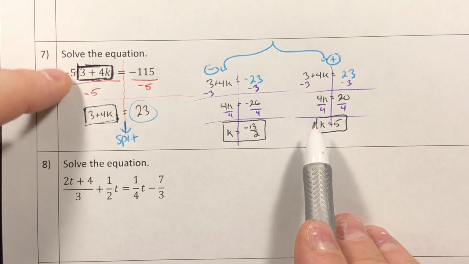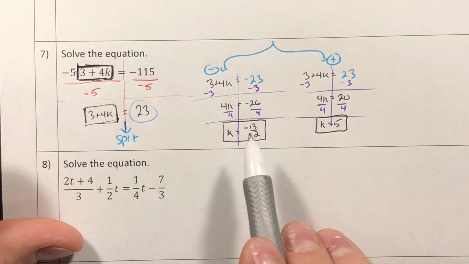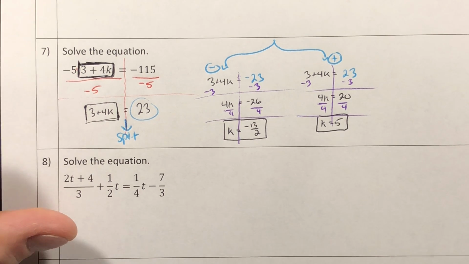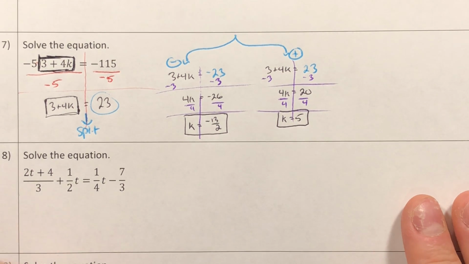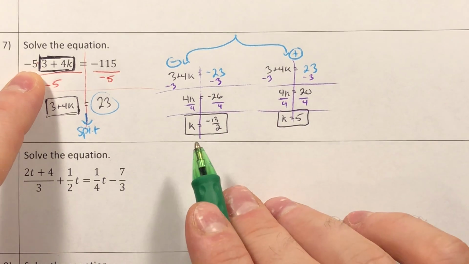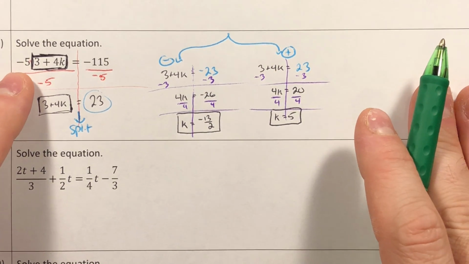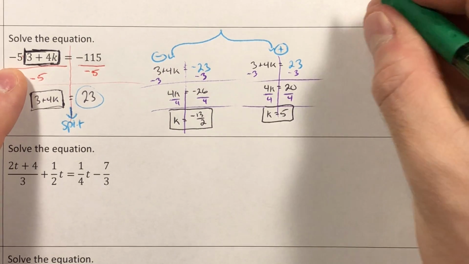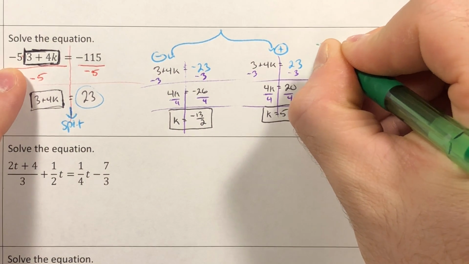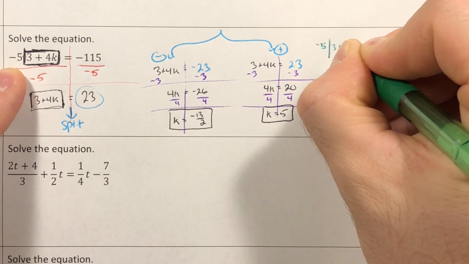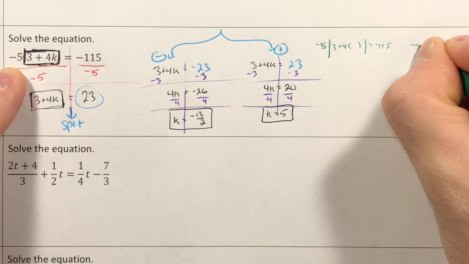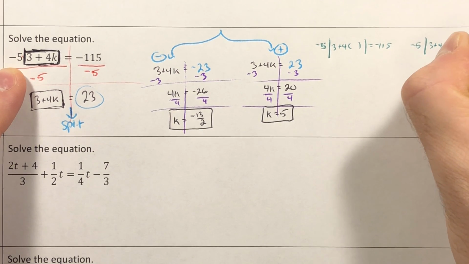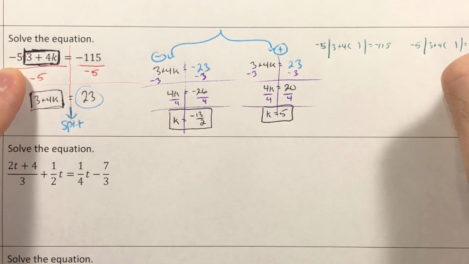Now the second thing to remember with absolute value is always when you get your two answers, we always have to double check to make sure it works in the original, because these might be extraneous solutions. So my last step of this, and let's do this in green, is I'm going to copy down my original equation, but I'm going to plug in my two variables and see if they confirm or deny these as working answers. So let's see, I have negative 5 times the absolute value of 3 plus 4 times the number is equal to negative 115.